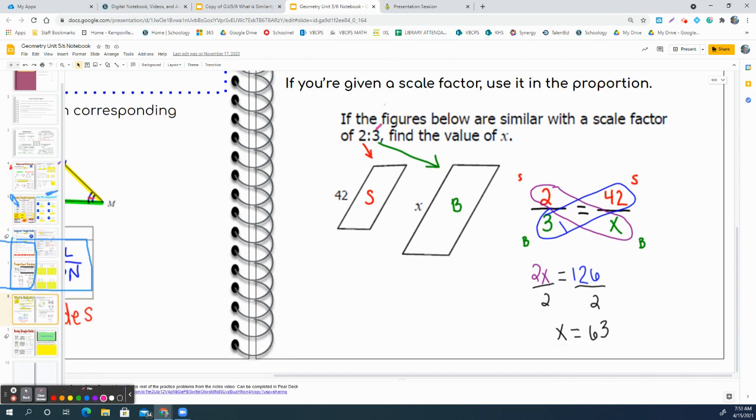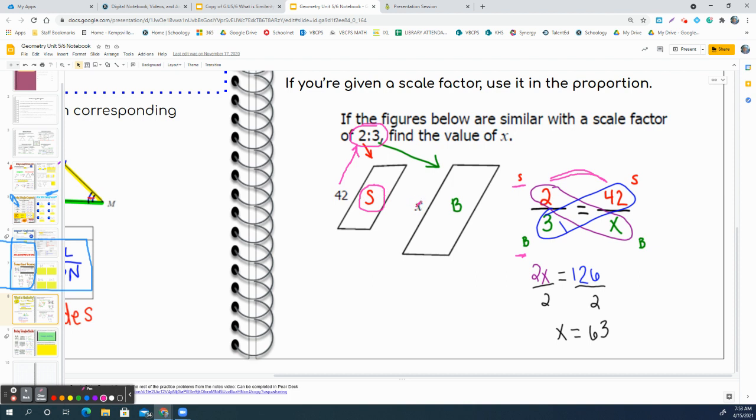So you're going to put the scale factor. In this case, it's 2, 3. I always put my small numbers over my big numbers, and this will make sense when we start to do practice. So the 2 goes on top and the 3 goes on the bottom. Because this is the small shape, the 42 has to go next to the 2. 42 and 2 are the small things. 42 is in the small shape.